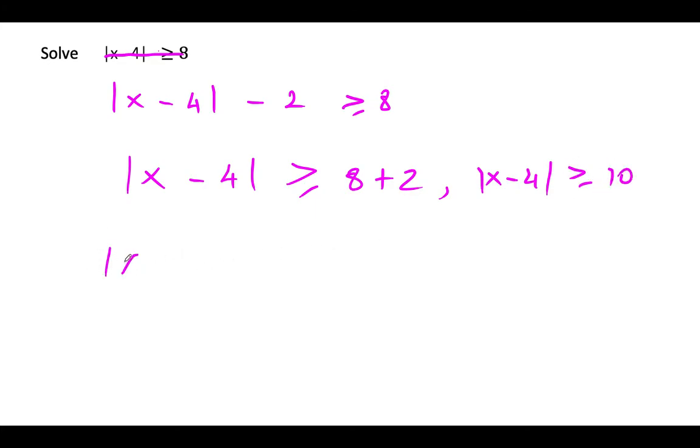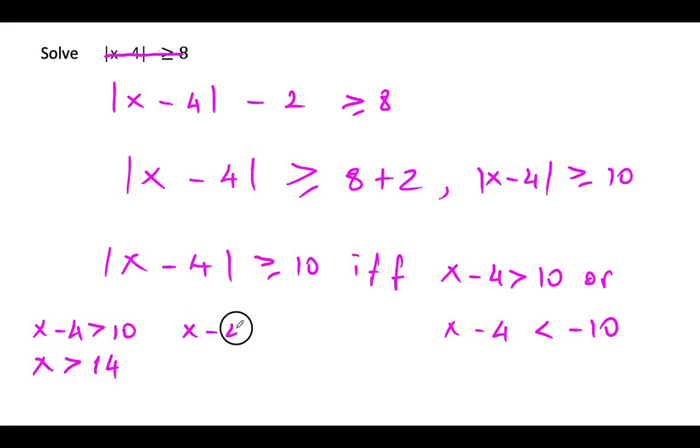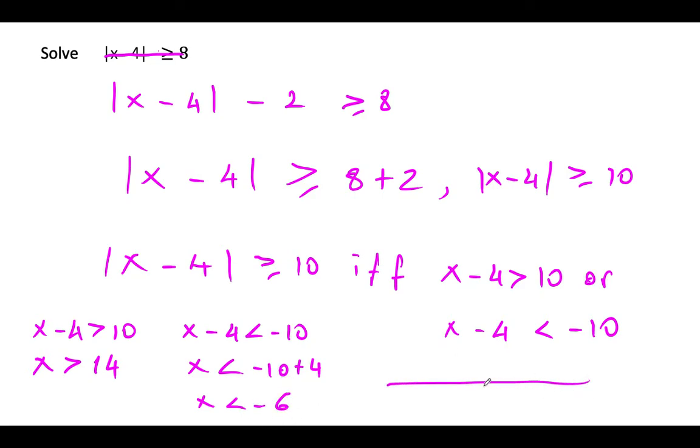And by using the rule, this holds if and only if x minus 4 is greater than 10 or x minus 4 is less than negative 10. So if we have this case, x minus 4 is greater than 10, we can say that x is greater than 14. If x minus 4 is less than negative 10, x is less than negative 10 plus 4, x is less than negative 6. So how can I show this?